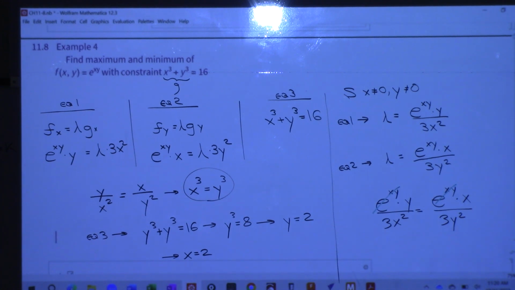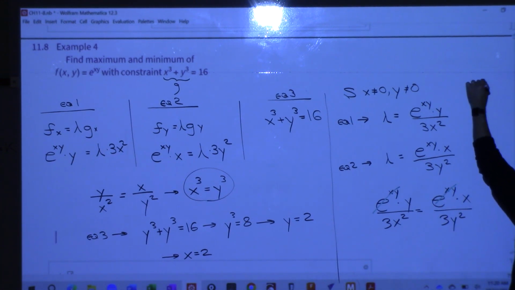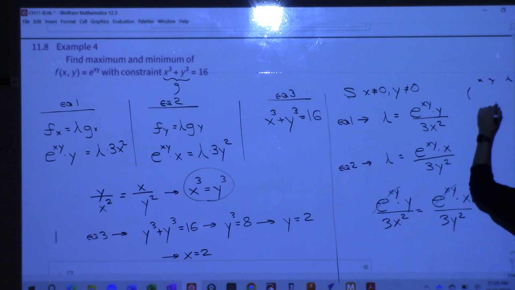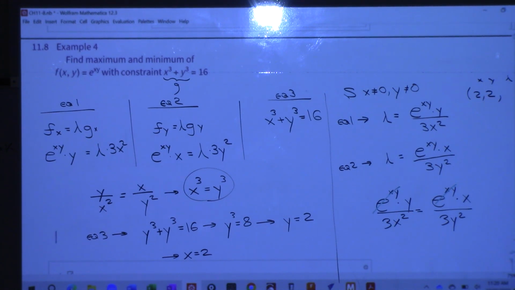What about lambda? Oh, could I figure out what lambda is? I could, right? So like if I'm trying to do my lambda stuff here, like x, y, lambda, I know that x is 2, y is 2, right? And lambda, I don't know yet. I would just plug it in right here. Now, do I need that though?